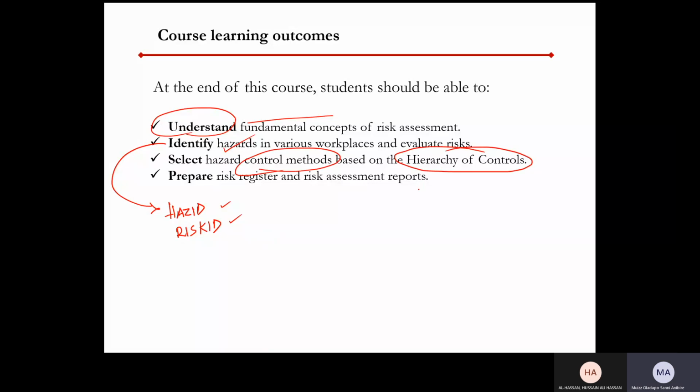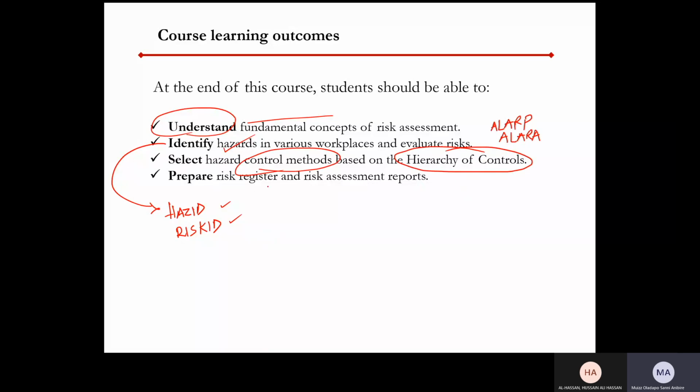We're going to discuss the hierarchy of controls and a concept called ALARP or ALARA, right? That's as low as reasonably practicable or practical, and also as low as reasonably applicable. We're going to discuss this concept when we talk about controls and the hierarchy of controls. You have to start from higher levels of controls before you come down to lower levels of controls.